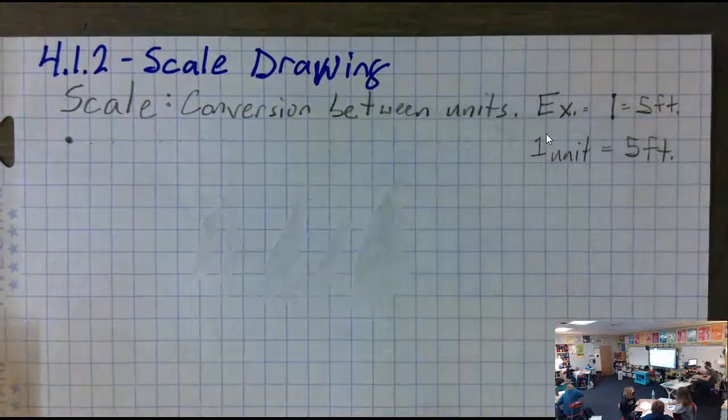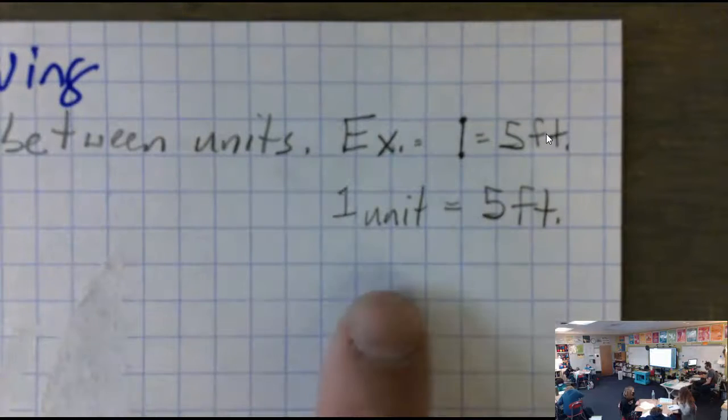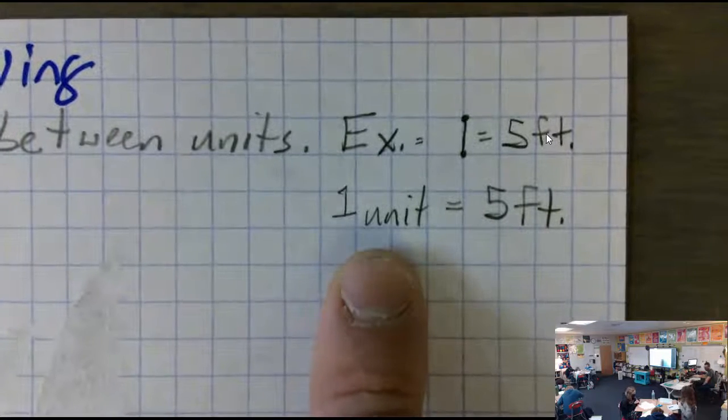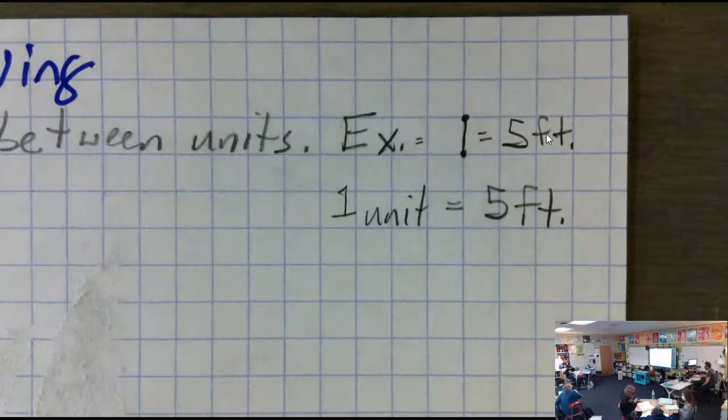Go ahead and put that scale on your paper. We're going to say 1 unit, 1 box is 5 feet. So you can also write 1 unit, because on our paper, this is like unit paper, right? Graph paper is broken up into units. 1 unit is 5 feet.